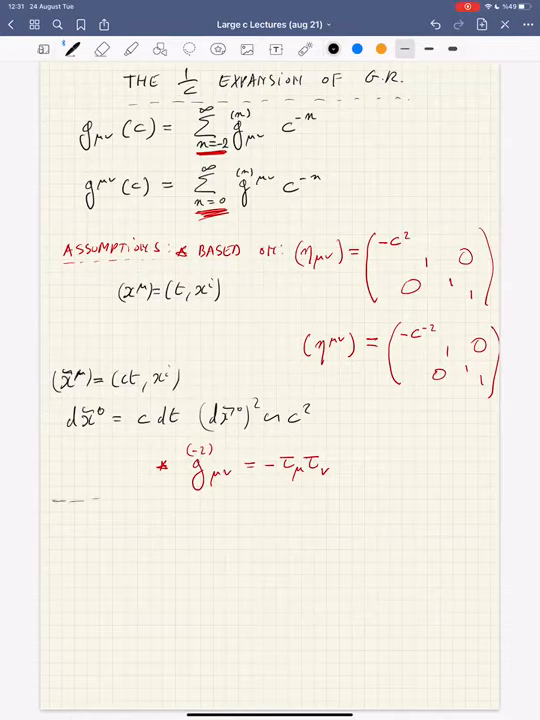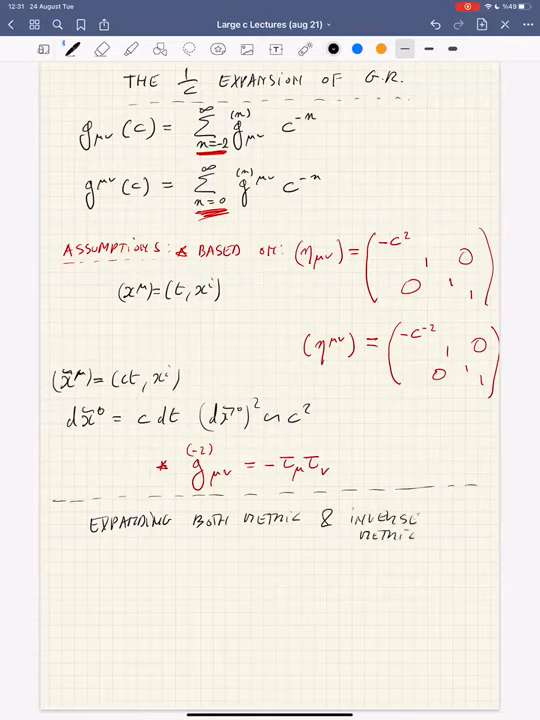Okay, right. Now, expanding both the metric and the inverse metric is, of course, redundant, right? Because if you know the metric, you can always find its inverse. And so these two series are just related. They are in some sense the same series. So if you know one series, you could determine the other.